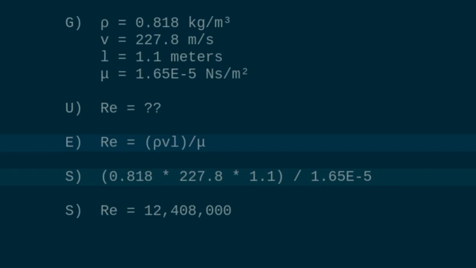And here is our equation, rho V L divided by mu. And then show me what you put in your calculator. So this is the substitution step. And your Reynolds number would be 12,408,000. So these numbers are going to be very large.